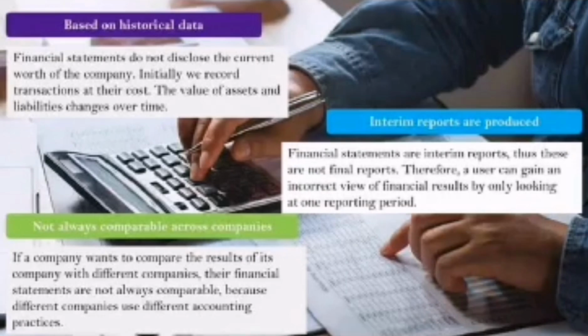Initially, we record transactions at their cost. The value of assets and liabilities changes over time. Financial statements relying on historical data capture transactions at their original cost. They don't reflect the current value of a company as the worth of assets and liabilities evolve over time. Interim reports are produced. Financial statements are interim reports, thus these are not final reports.